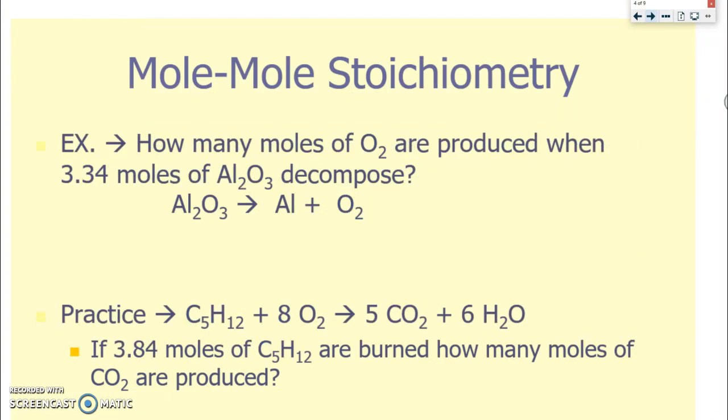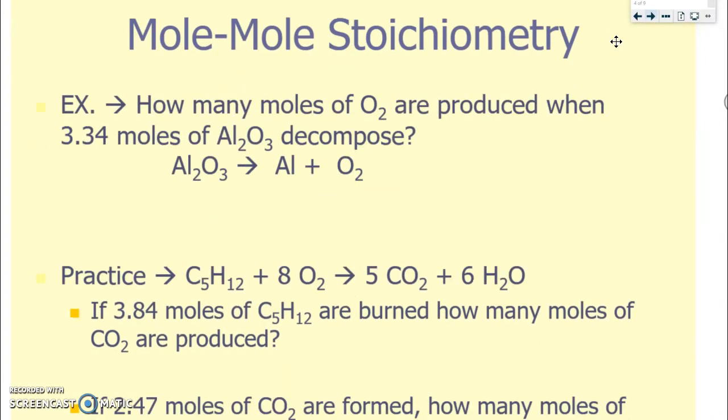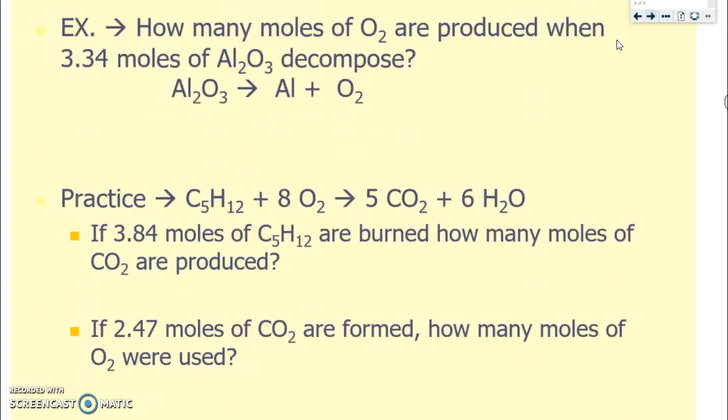So here's our first example, and then you guys will get a chance to try one. It says how many moles of O2 are produced when so many moles of Al2O3 decompose. The first thing you're going to want to do is balance the equation, because with an unbalanced equation, you'll get the wrong answer. So I'll do that real quick for you. So now I'm going to solve the problem.